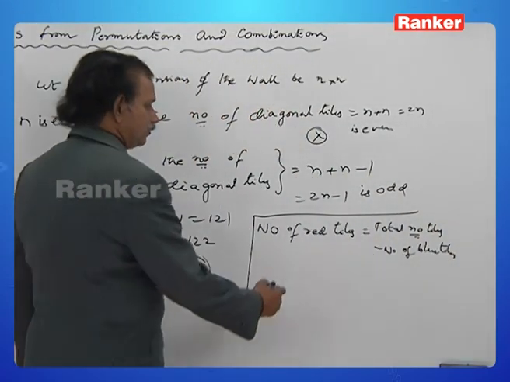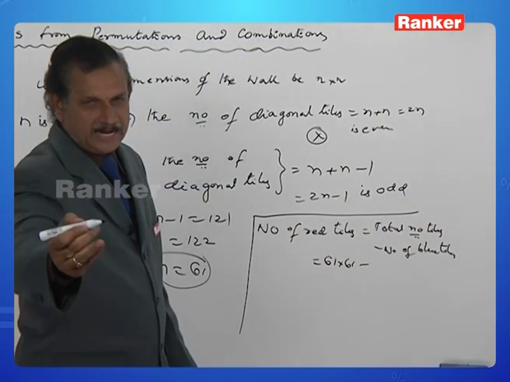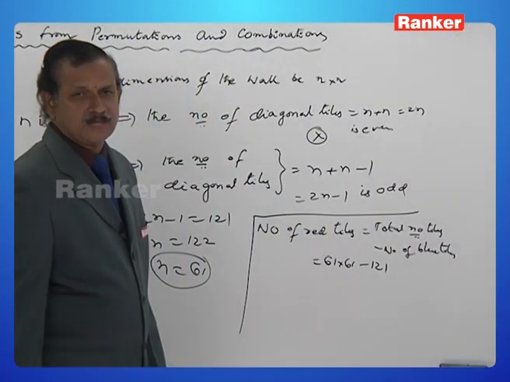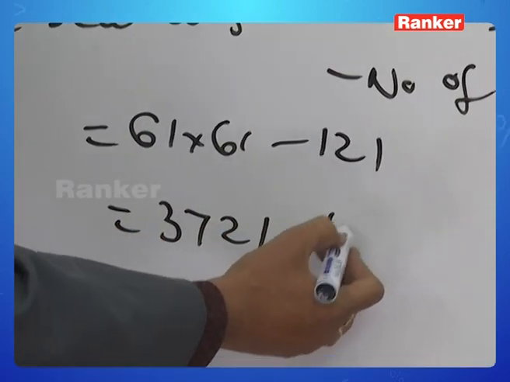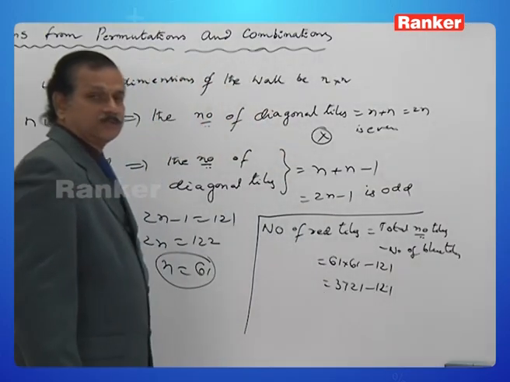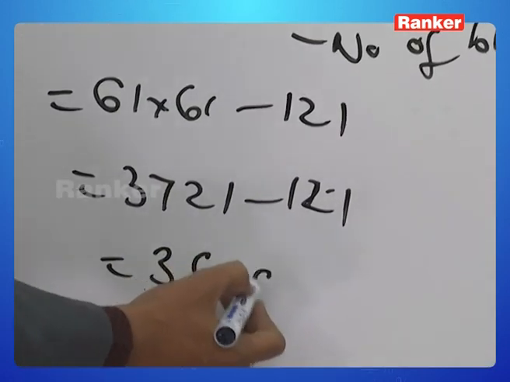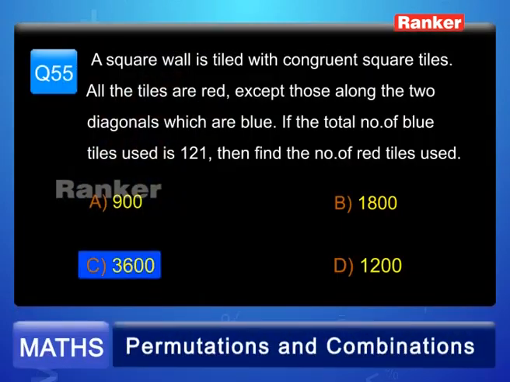What is the total number of tiles? It is 61 into 61. What is the number of blue tiles? He has given it to be 121. 61 into 61 is nothing but 61 square, which is of course 3721, minus 121. 3721 minus 121 comes to 3600, which is of course the answer. Is it available among the options? Of course, surely available. It is available among the options in option C. So the right option is option C, and the right answer is 3600.